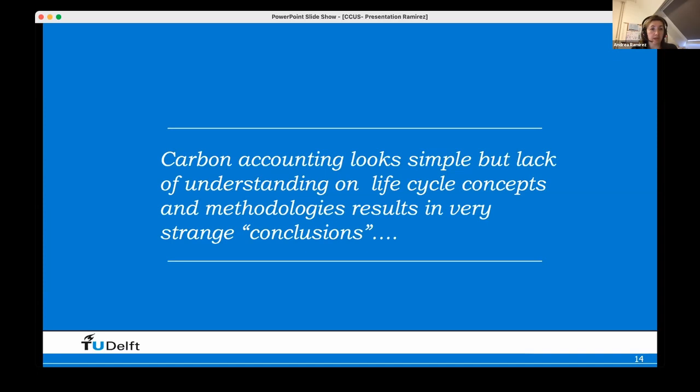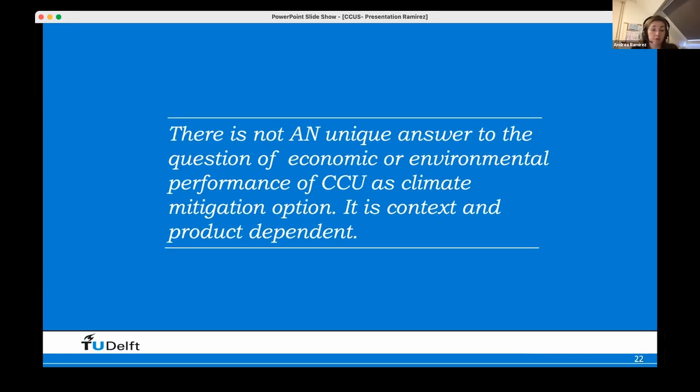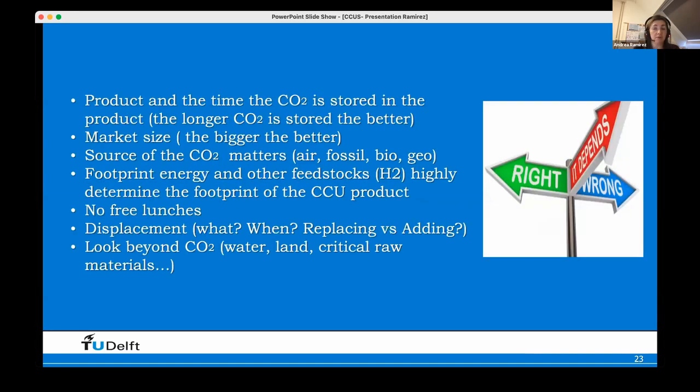So yes, carbon accounting is relatively simple, but you need to understand what the concepts and the methodologies are, and we still need to solve some of the bottlenecks on accounting for circularity, since most LCA has been designed for linear systems. And I think I already made this point. There is no unique answer to a question of economic or environmental performance of CCU in general, but we know at this point that there are a couple of highlights that we already see.